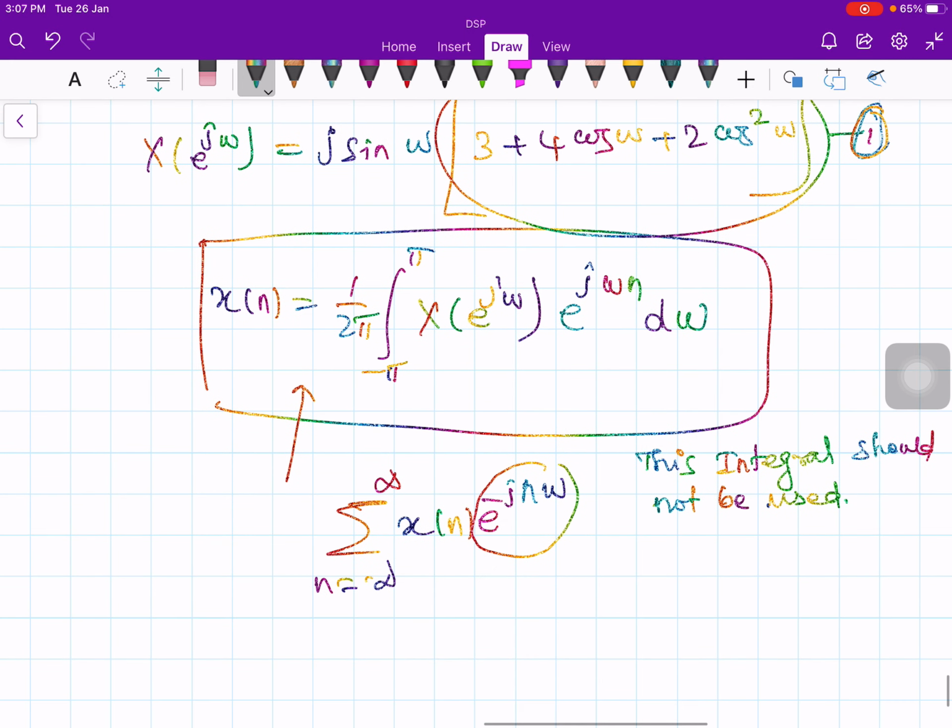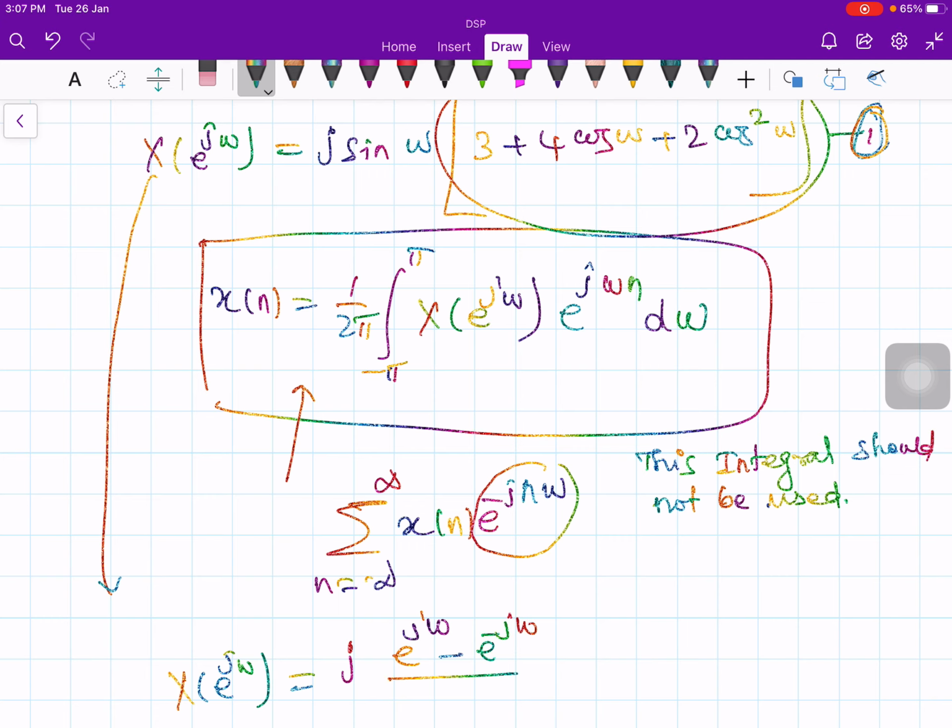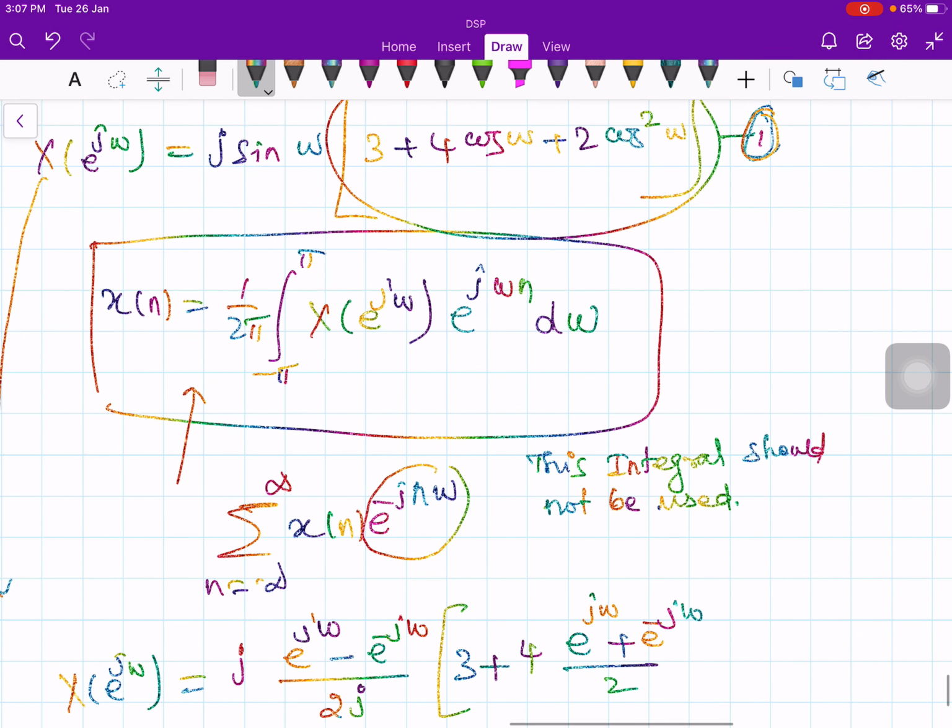So therefore from this you can write as follows: X of e to the j omega is j times sin omega. I can write it as e to the j omega minus e to the minus j omega divided by 2j, multiplied by 3, plus 4 times cos omega becomes e to the j omega plus e to the minus j omega by 2, and 2 cos square omega becomes 2 times e to the j omega plus e to the minus j omega by 2, whole squared.